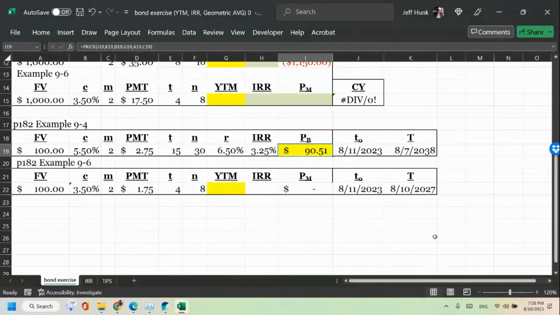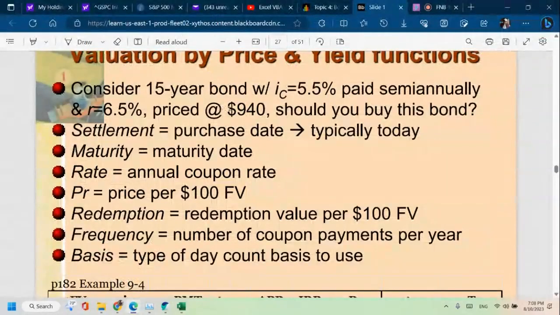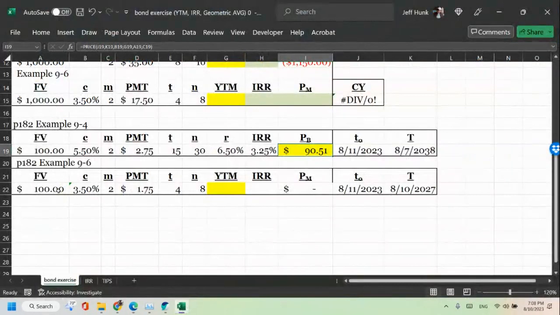But once again, it's not $90. It's $905.10. So you can now tell, oh, if it is currently going for $940, that's overvalued. You don't buy that, because if it is overvalued, your yield, your return will be lower. Nobody should buy something like this. Anyway, next.